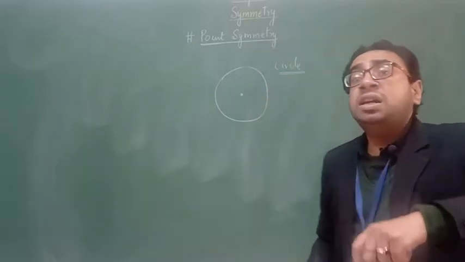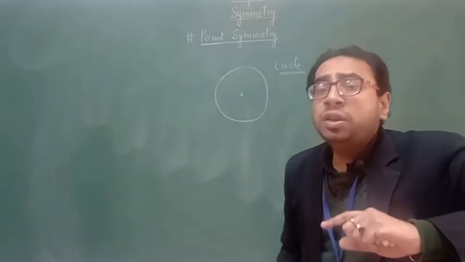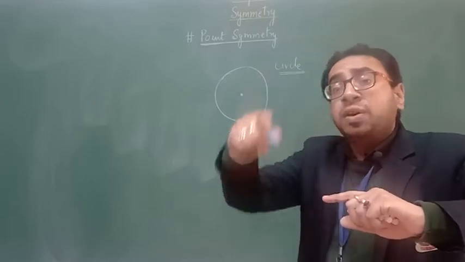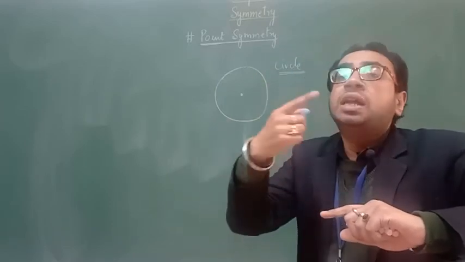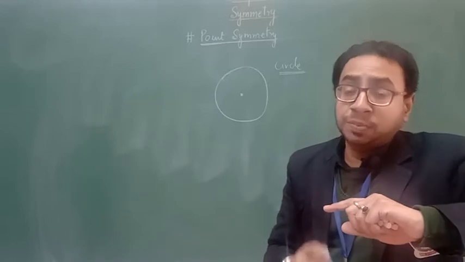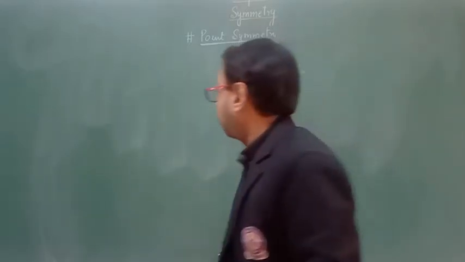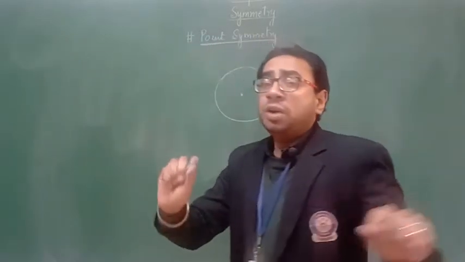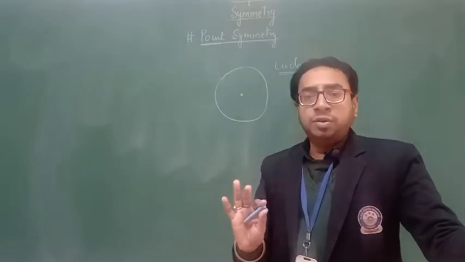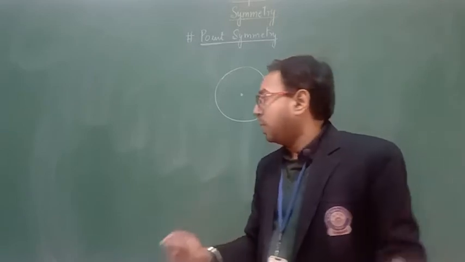Circle. If I take the center of a circle, and the circle rotates or moves around that point, it will be symmetrical in nature. Are we clear? I'll give you one brilliant example of a parallelogram. We know that a parallelogram does not have any line of symmetry. Yes, there is zero line of symmetry in the case of a parallelogram.